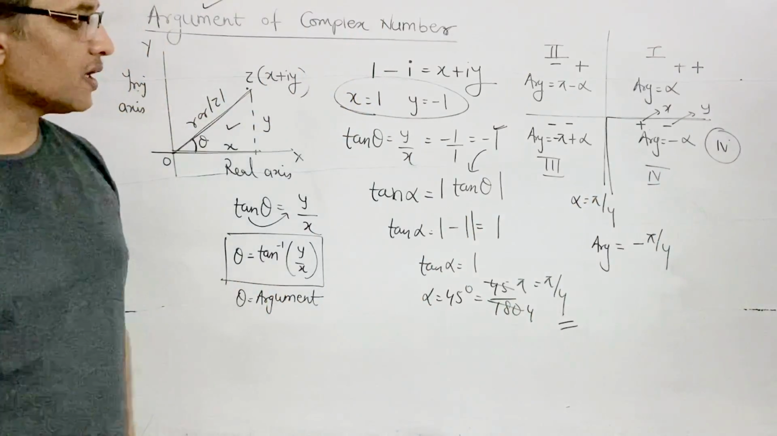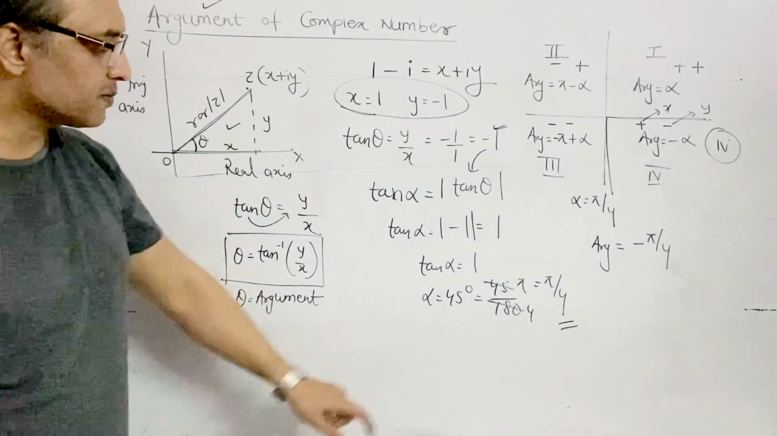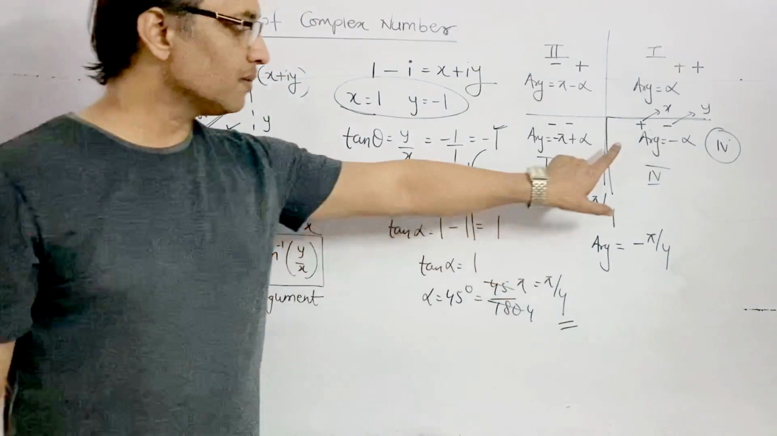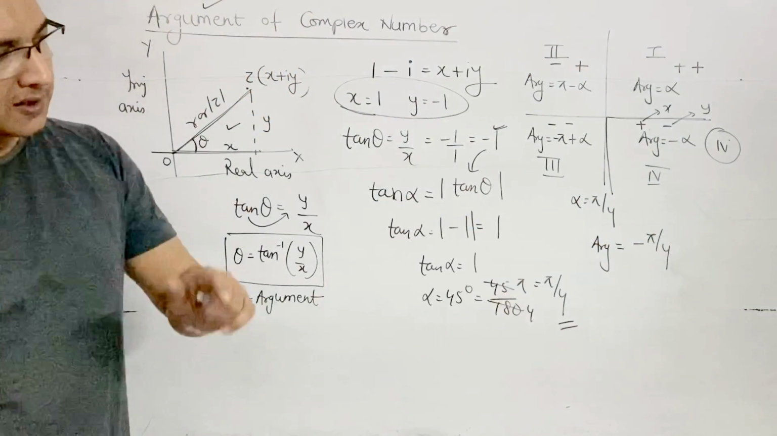Now in the fourth quadrant, the argument is minus alpha. The value of alpha we have already calculated. It is pi by 4. So the argument becomes minus pi by 4. Argument is minus pi by 4. This is our final answer.